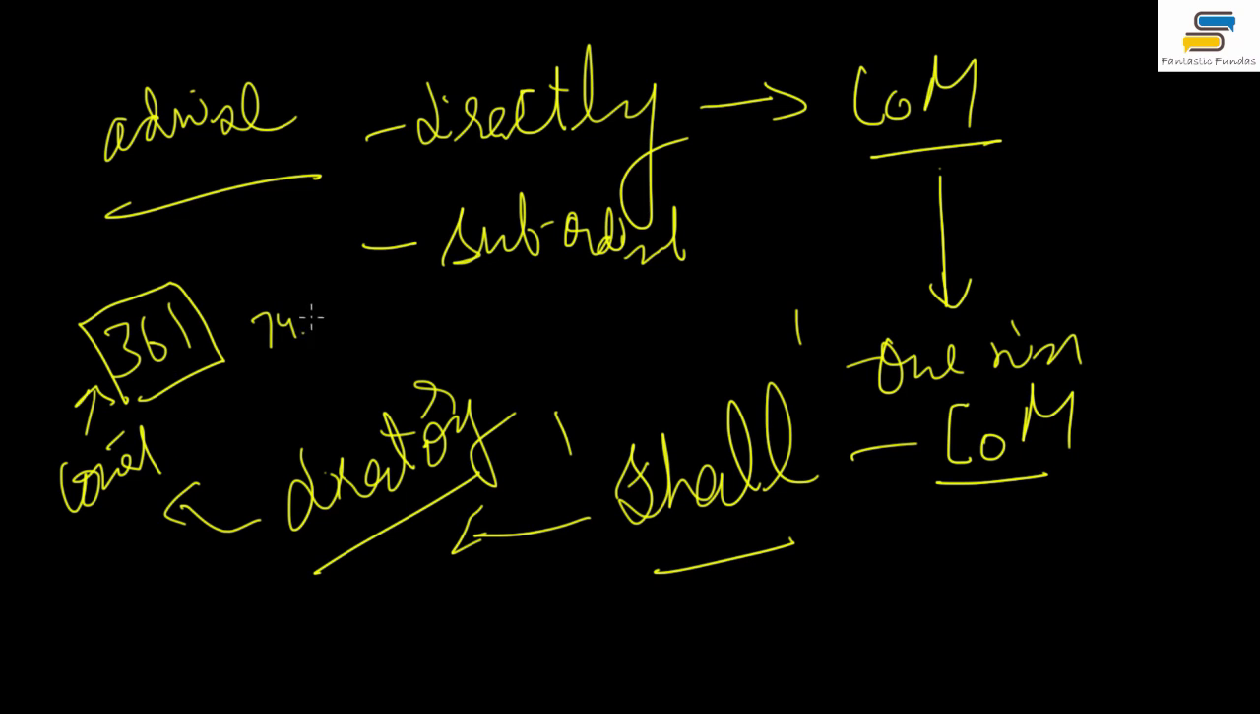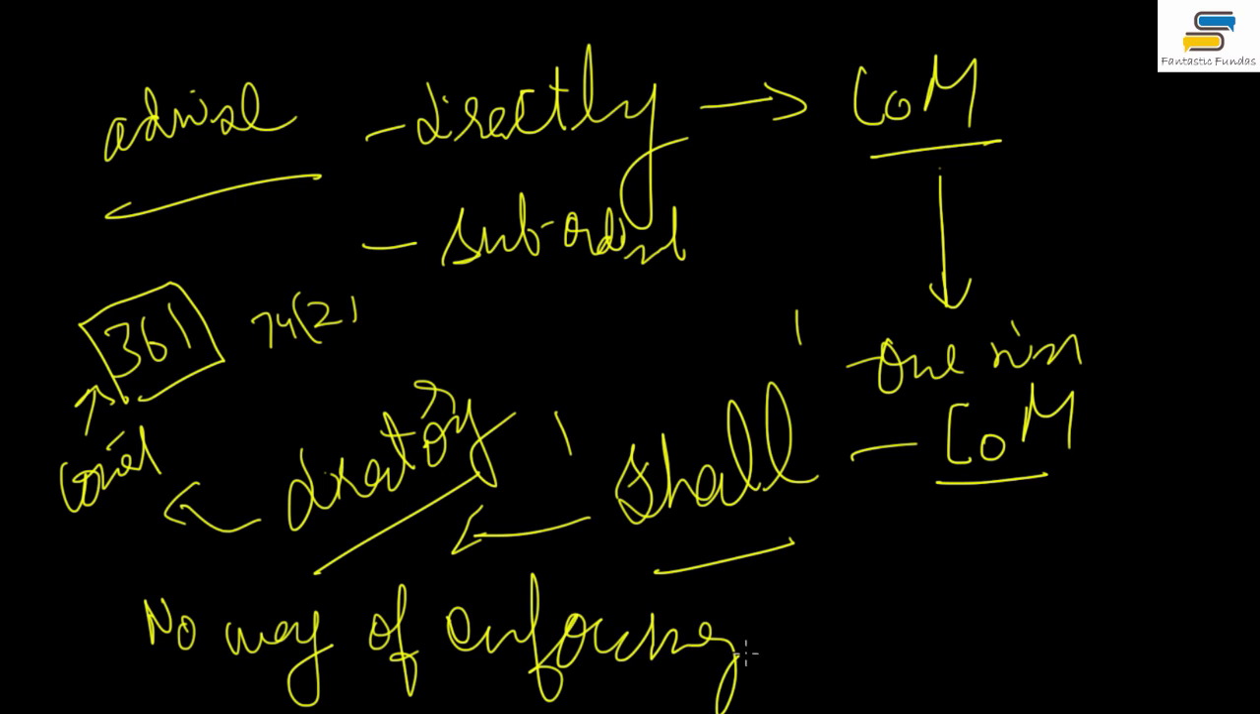Even under Article 74 clause 2, what advice was given? This cannot be challenged. And if this cannot be challenged, how will it be decided that the advice by the president was followed or not? So my question is, is there no way of enforcing Article number 74 clause 1? There is no way, because if the president flouts this article, there is just no method.